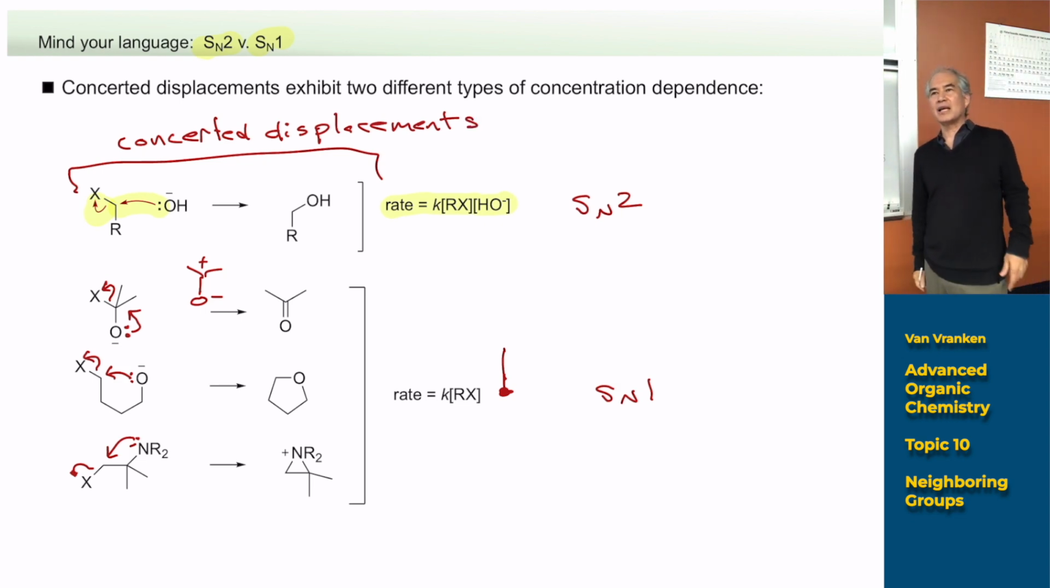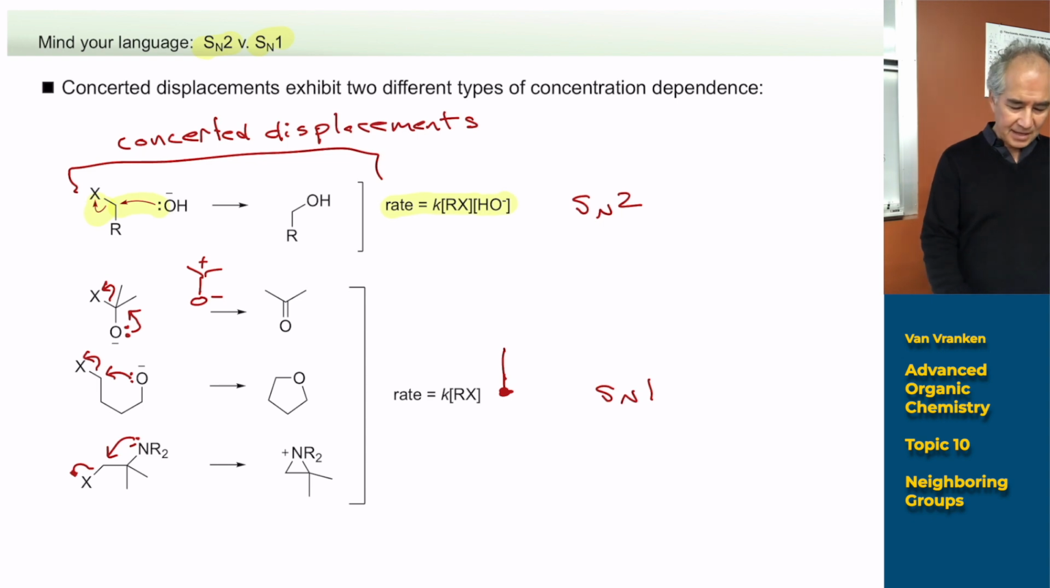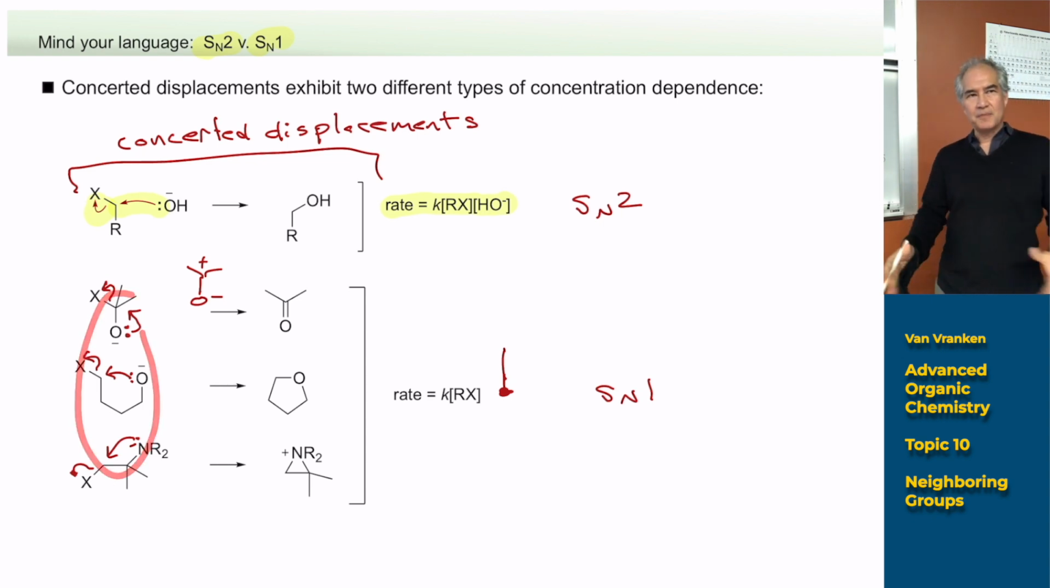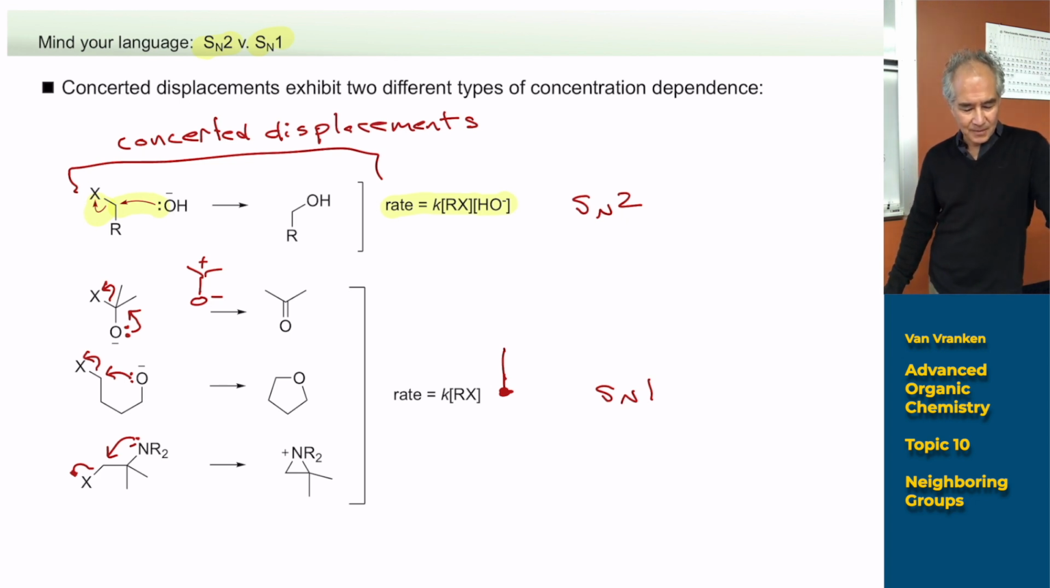Otherwise, you're saying the wrong thing. If you call any of these SN2 processes, you're misstating the mechanistic description. So, sorry that our mechanisms were defined by kineticists who care about concentrations. That's kind of not good terminology for us.